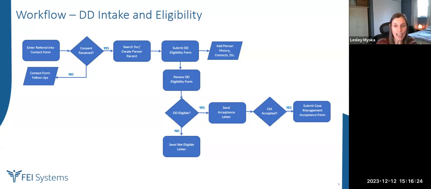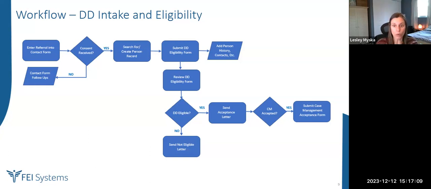And then you'll submit that DD eligibility form to your supervisor for their review. But after you do that, or right before you do that, you can also add additional information to the person record, like history, which we'll look at in a little bit, or progress notes. If you have exploration and discovery items that you become aware of during your intake and eligibility assessment, you can upload attachments that you might have gathered during that assessment. You can also add person contacts to the person record and other person record demographic data that you might have captured during your intake and assessment.